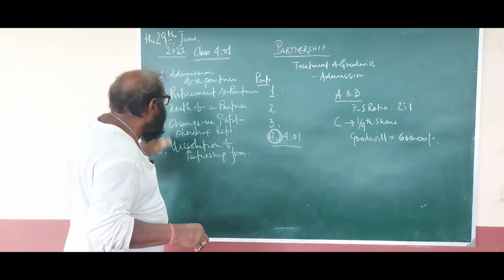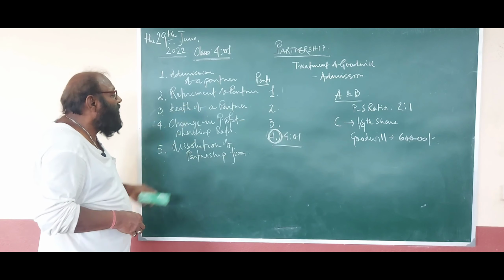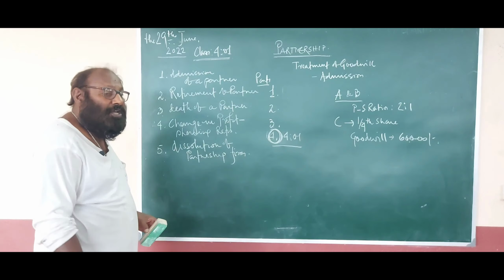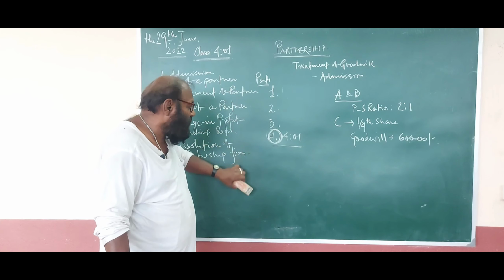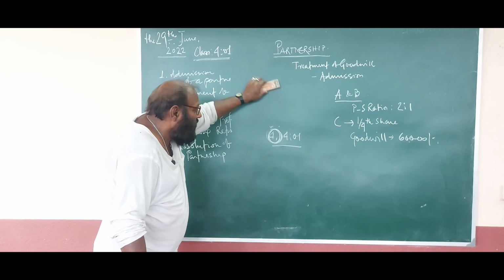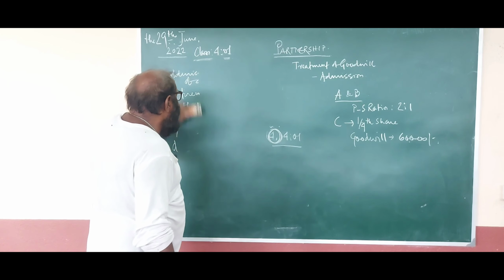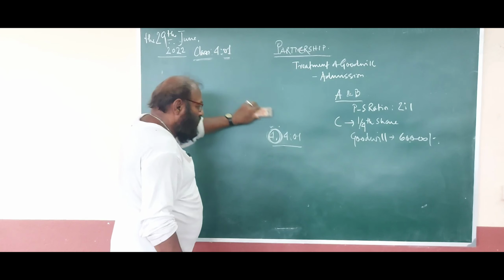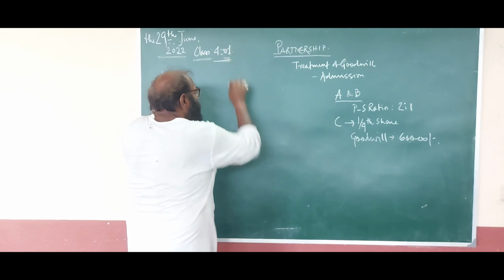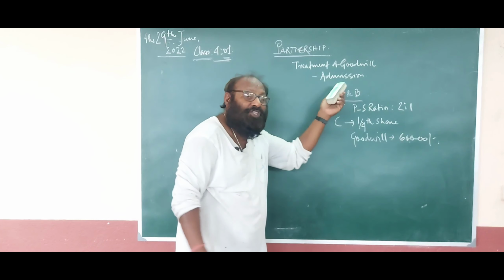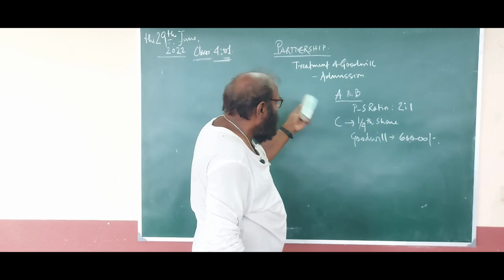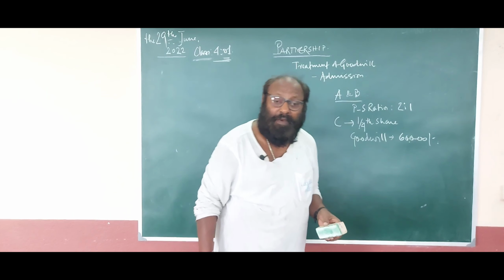So friends, I am writing it down. You please take note. Admission of a partner, retirement of a partner, death of a partner, change in profit sharing ratio, and dissolution of partnership firm. These are the areas that we would cover under this part 4. Now our today's class is part 4 class 1. The area is admission of partner. The area is treatment of goodwill in case of admission of a partner.